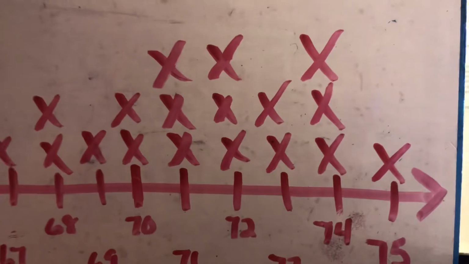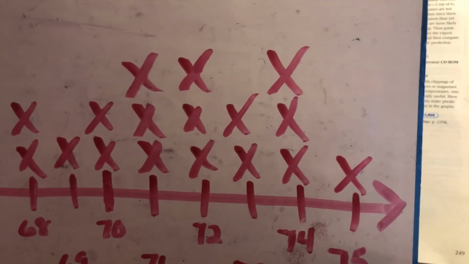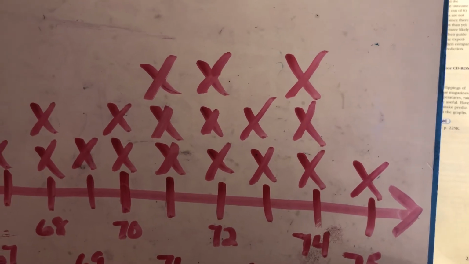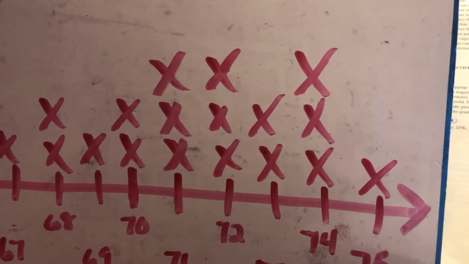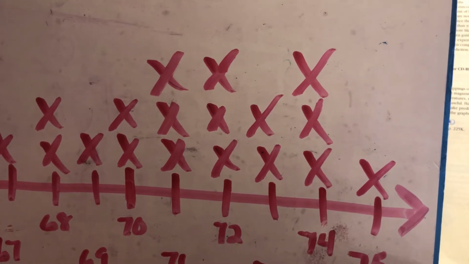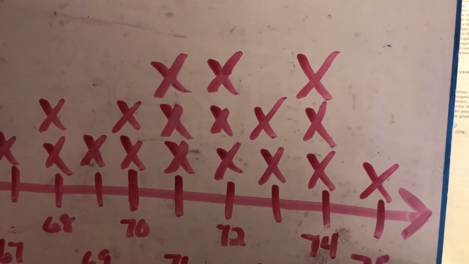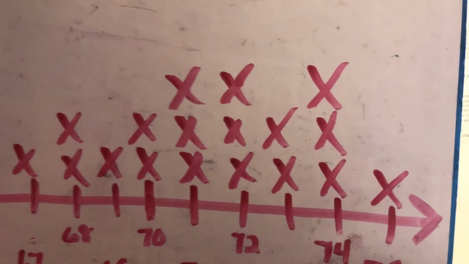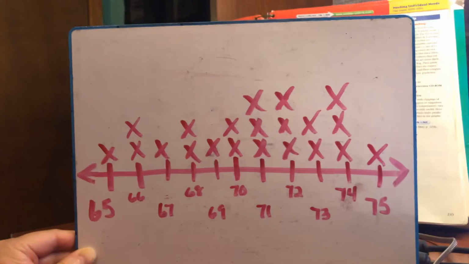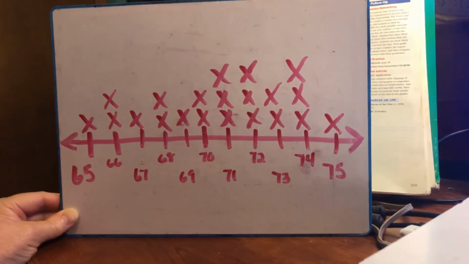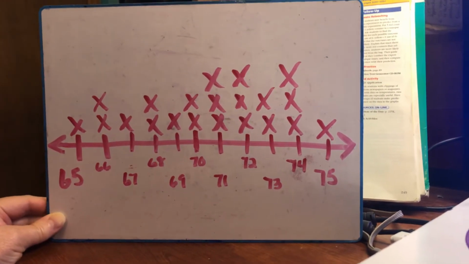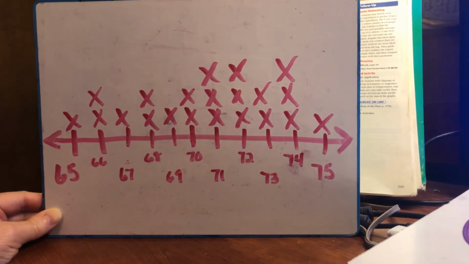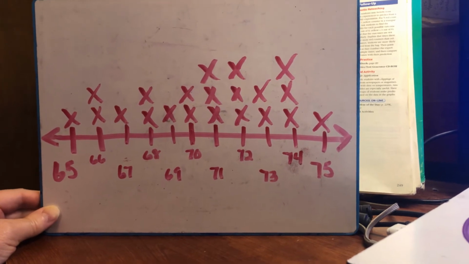Now, let's count how many days had a temperature in the 70s. 2 and 3 is 5. And 3 is 8, and 2 is 10, and 3 is 13, and 1 is 14. So we've got 14, and we've got 7. 7 days of our record keeping has shown us that the temperature is in the 60s, but 14 days, the temperature was in the 70s.